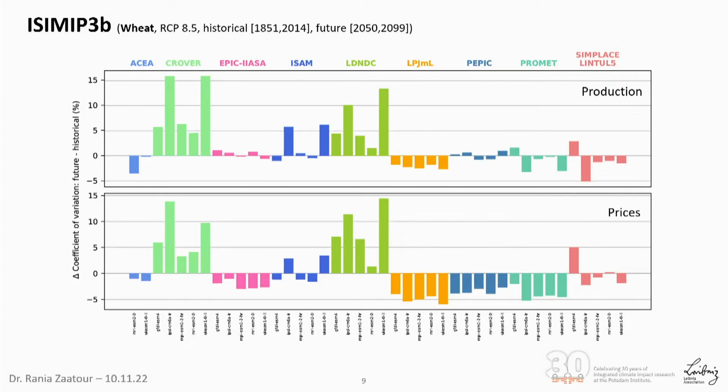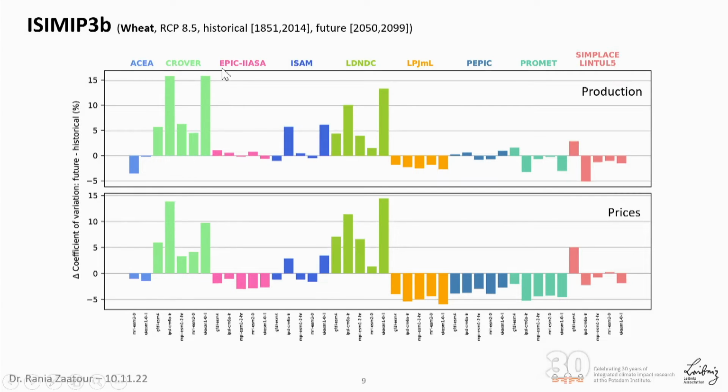And as you can see, the first thing to notice here is that we have a lot more climate and crop model combinations. And contrary to what we've seen with ISIMIP 2B, where wheat production and prices seemed to always vary less in the future, here we have more combinations that estimate production, which is shown above, and prices, which are below, to vary more in the future than they do in the historical period. We can also observe that the magnitude of variation observed in the future is considerably higher than the variability observed in the historical periods.